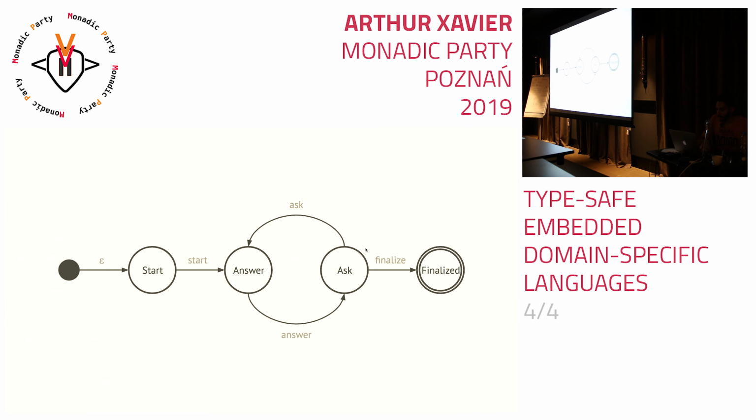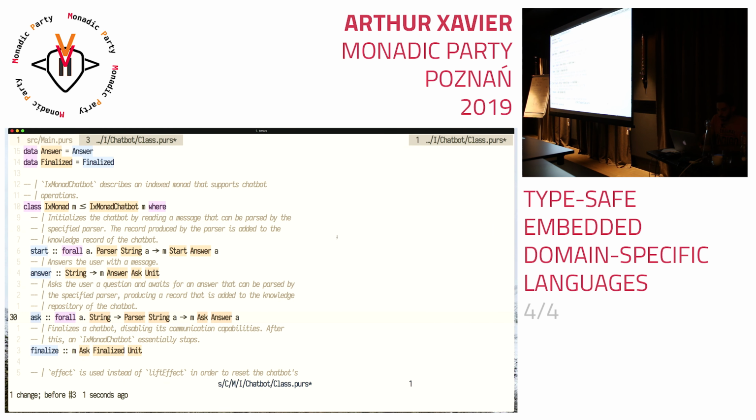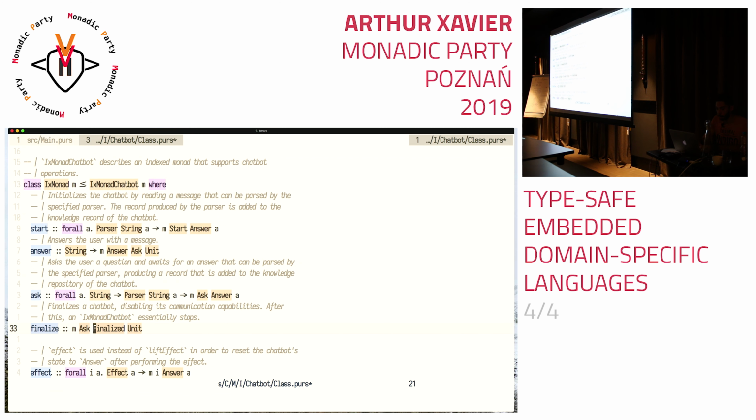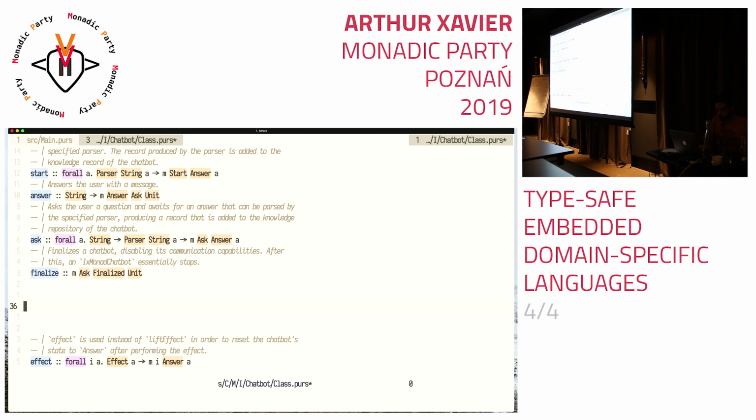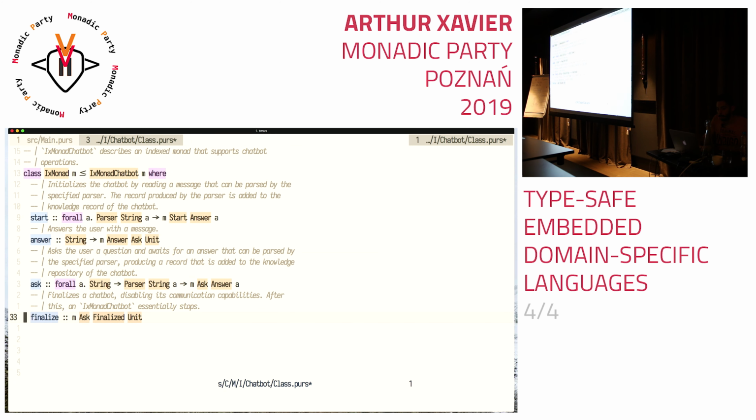And the ask function here, the ask action, takes a string in order to ask the user for something, takes a parser that produces an A, and produces an action that starts in the ask state and ends in the answer state. And we can loop between those indefinitely until we're finally back to the ask action, and we can finalize with finalize.